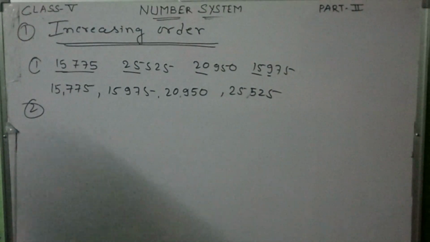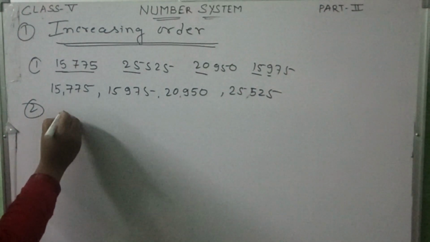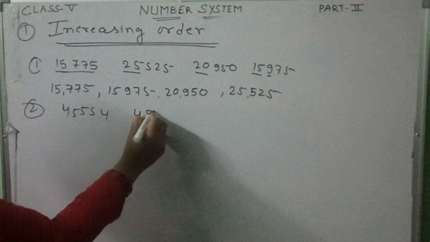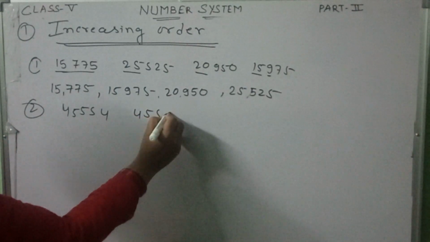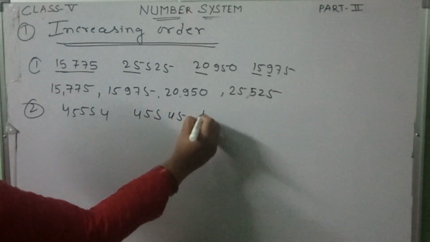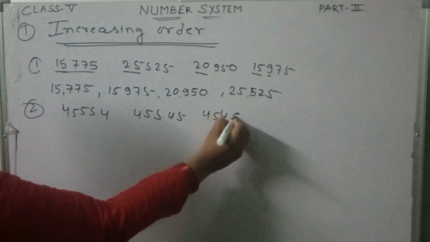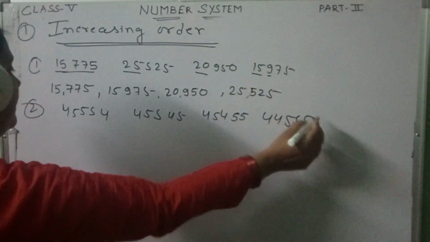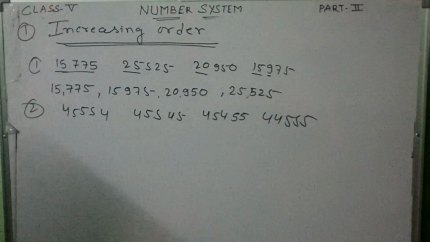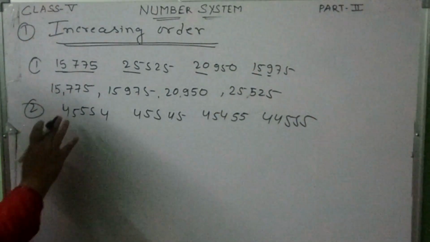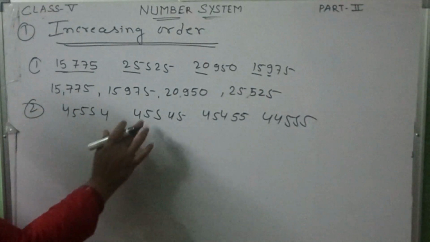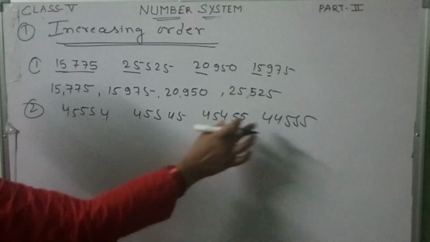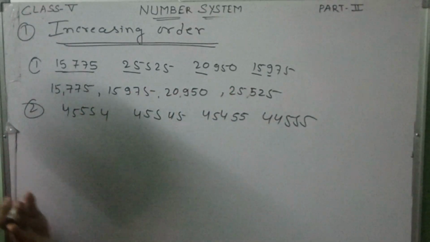See here: 45,455, 45,545, 45,454, and the next one is 44,555. Students, what I said, you have to check the digits. 1, 2, 3, 4, 5, a 5 digit number. All are 5 digit numbers, which means all digits are the same.